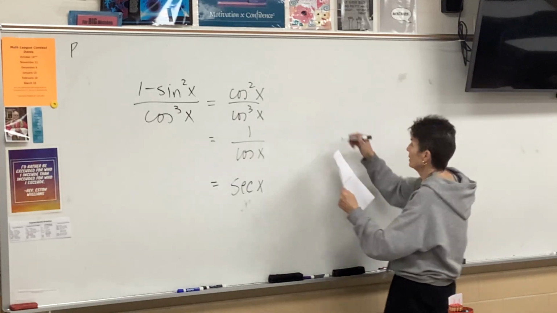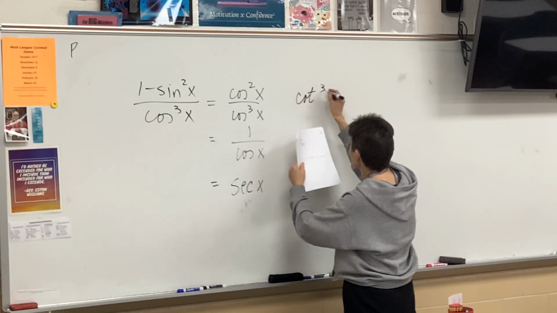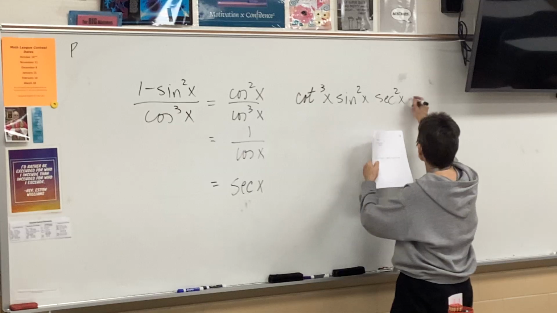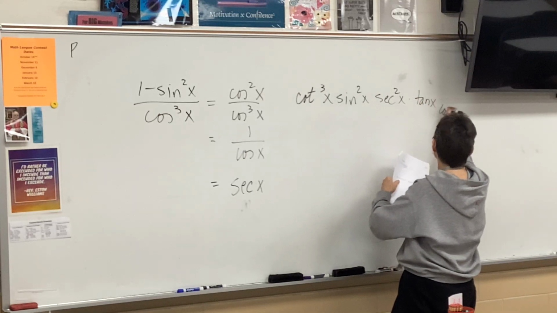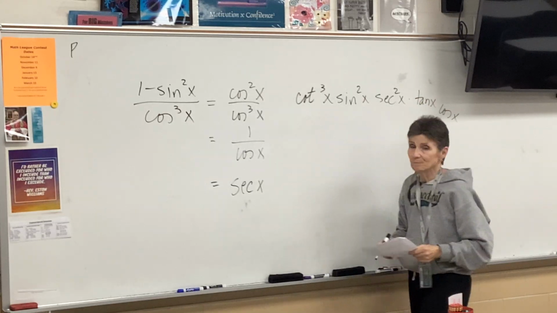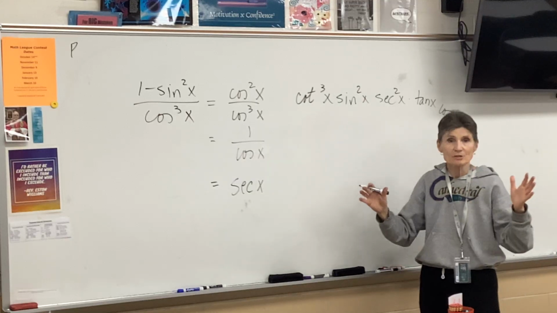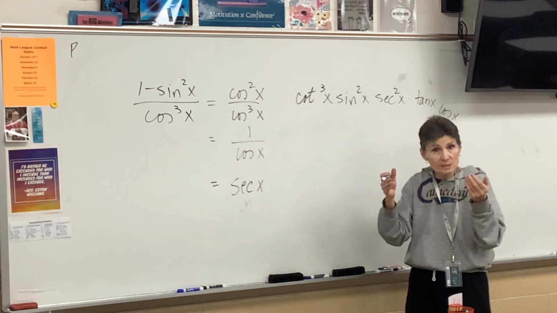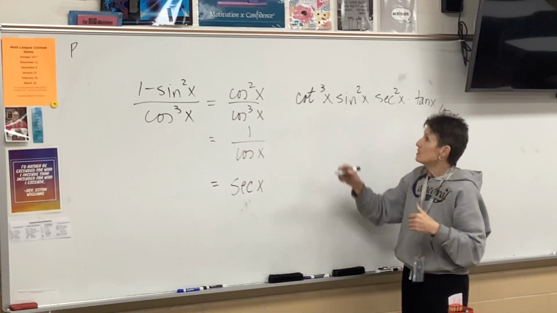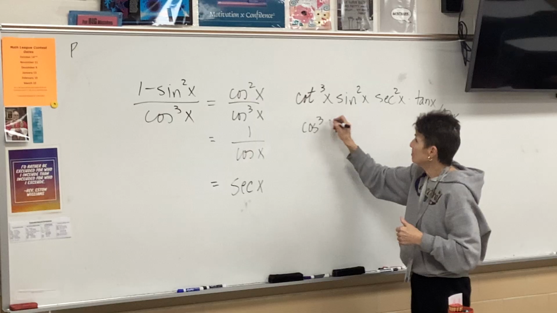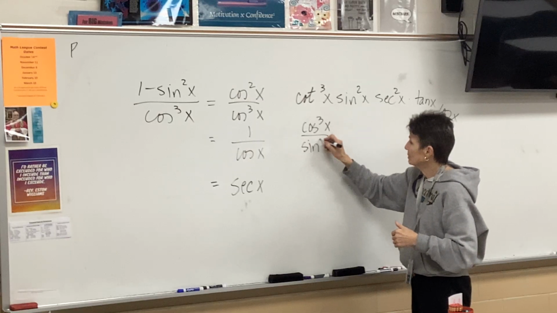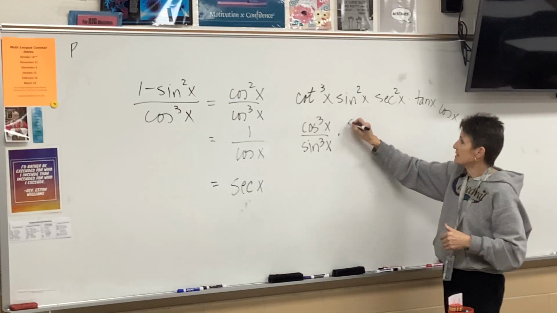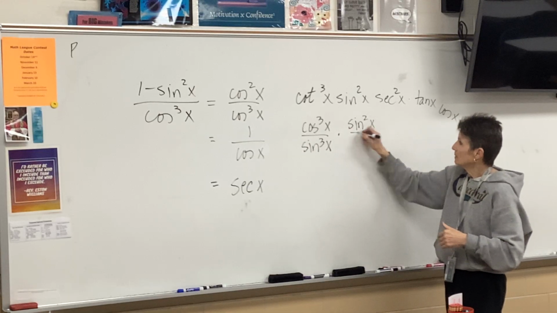All right, last one. Good grief. All right, here we go. Do not panic because it's a cubed. You do it exactly the same way. So what's cotangent? Cosine over sine. So this is going to be cosine cubed over sine cubed, times, all right, here we go, sine squared over 1.